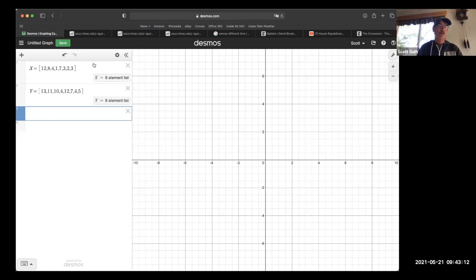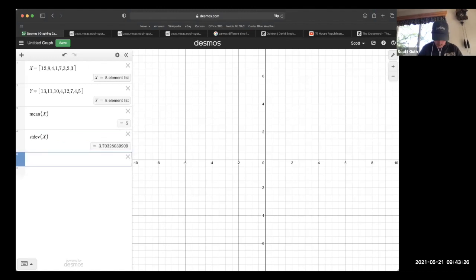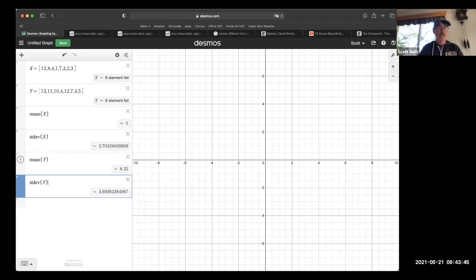So for x bar, the mean of X is 5, the standard deviation of X is 3.70, which I guess is what we used. Then the mean of Y is 8.25, and the standard deviation of Y is 3.6936, which we got.